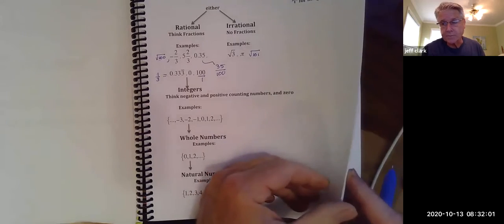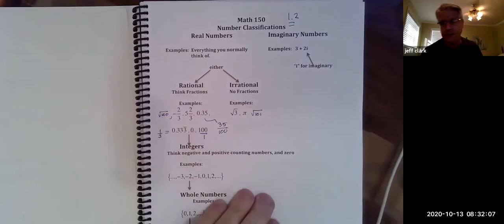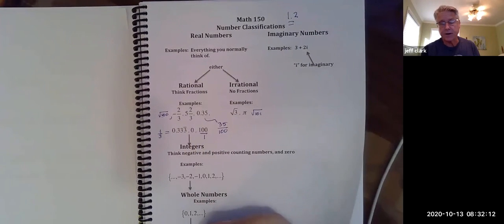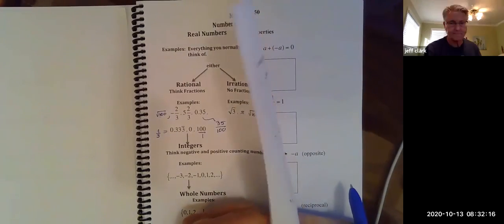Okay, that's 1.2. That's what we call section 1.2 for those of you in the textbook that's published by Pearson, but it's the author Martin-Gay. Okay, the next section would be 1.8, on algebraic properties.